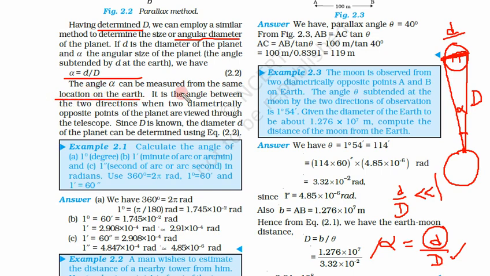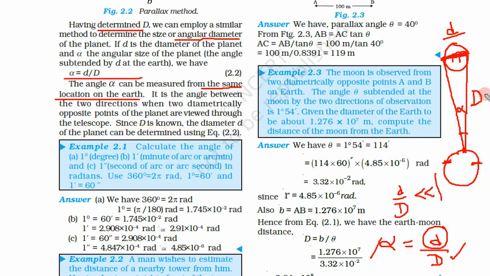So what is the difference? This angle alpha is measured from the same location, but when we measure distance, we use two different points. To measure the distance of a star or any body like the moon, we use two different points, but to measure diameter, we use the same location on the Earth. It is the angle between two directions when two diametrically opposite points of the planet are viewed through the telescope. So we are seeing two diametrically opposite points.